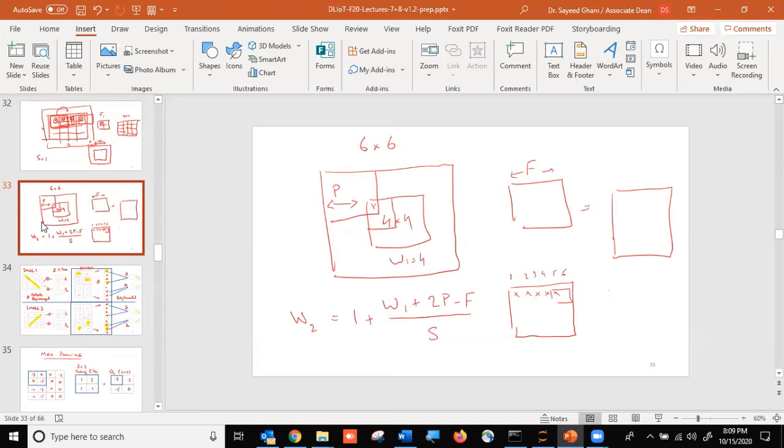No, the filter size is variable. So let's say that the filter size is F over here. Let's see if this works out, if this equation is correct.